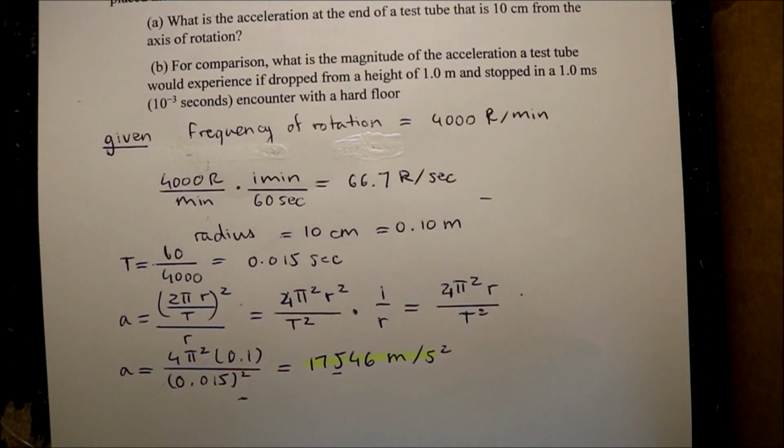So we have acceleration equal to 4 pi squared times 0.1 divided by 0.015 to the second power. If we plug that into our calculators, we have 17,546. However, since we only need 2 significant figures for this problem, the answer would be 17,000 meters per second squared.